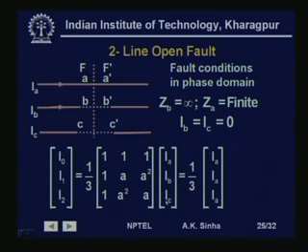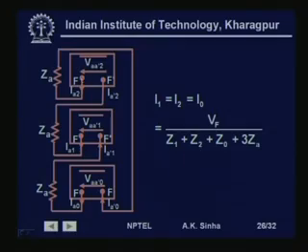Now, I b and I c are 0. So, what we get? We get I 0 is equal to 1 by 3 into I a, I 1 is equal to 1 by 3 into I a, I 2 is equal to 1 by 3 into I a. So, we get 1 by 3 I a, I a, I a. So, what does this say? This says that the three sequence currents are equal, which means the three sequence networks are connected in series. So, this is what we will get here.